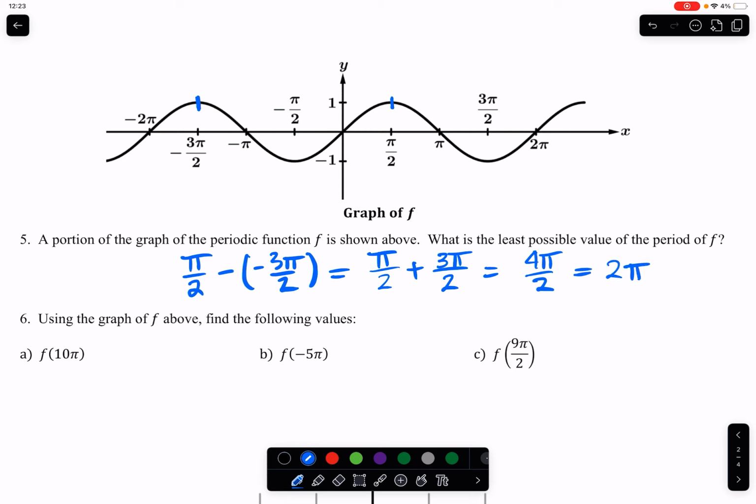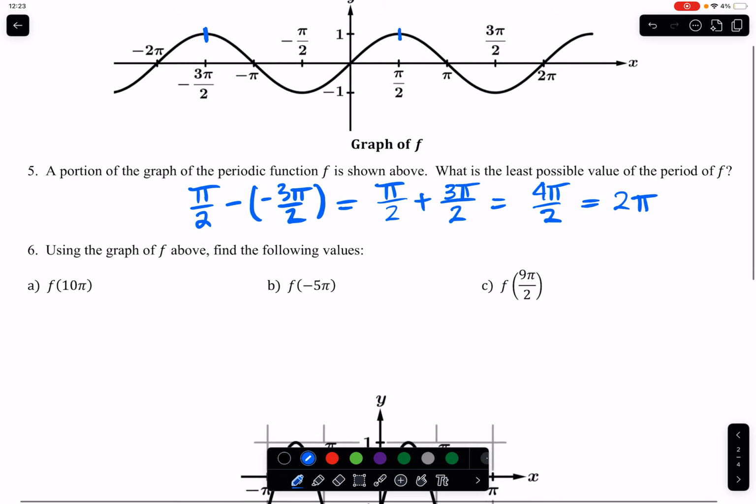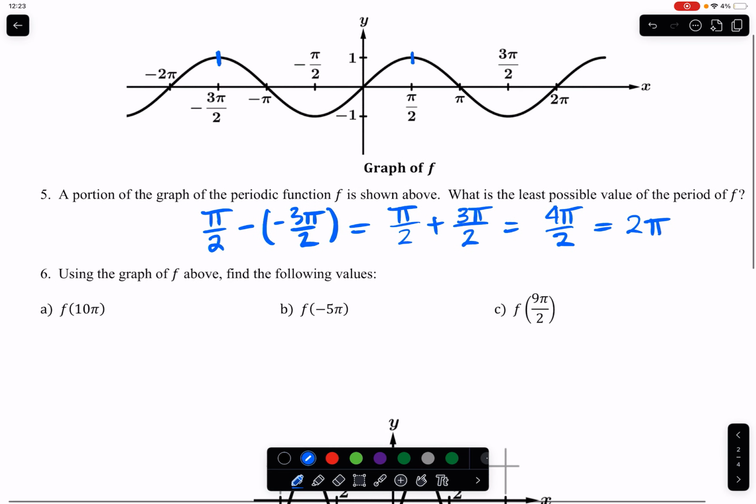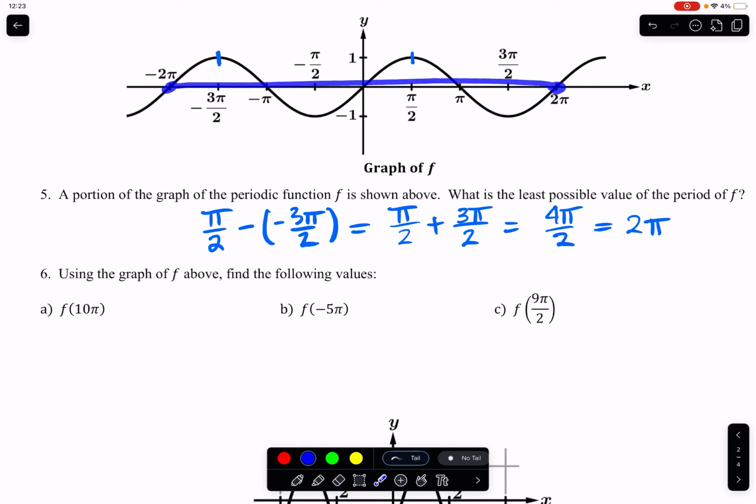So that's the period. So the distance from one point to another point when the cycle repeats is a length of 2 pi units. Now, how can we use this to figure out what the value of f of 10 pi is? Well, since the domain indicated here is from -2 pi to +2 pi, I would simply add or subtract the period again till I get to a point that's here. So I'm going to subtract 2 pi from 10 pi.